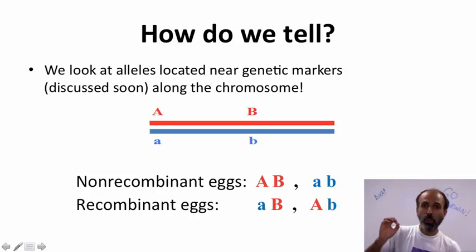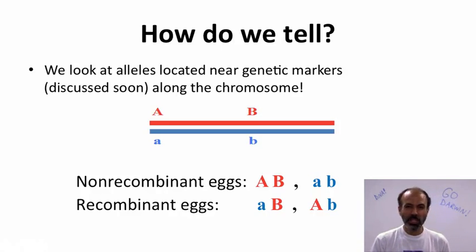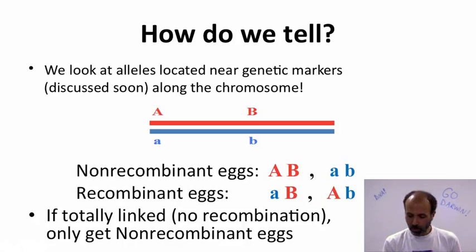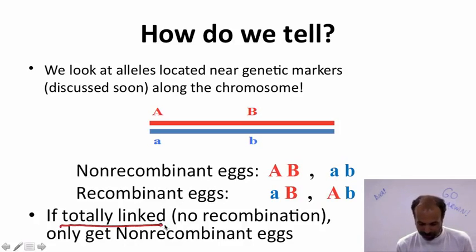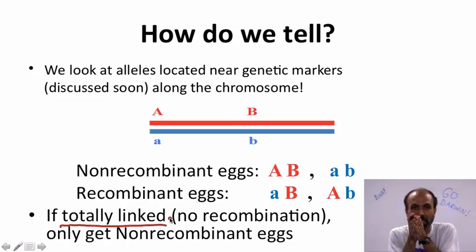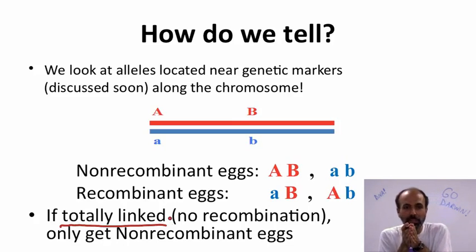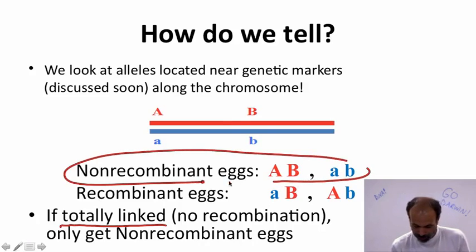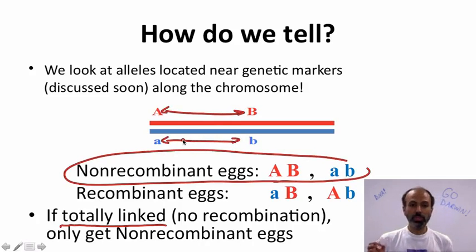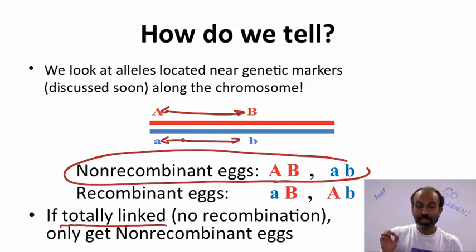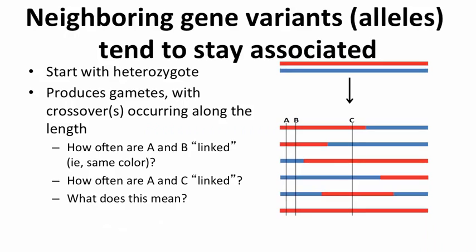Okay? Now, importantly, you won't always have recombination. In fact, if let's say, for example, the A and B genes were right next to each other, let's say they're basically stuck together, at that point, you refer to them as being totally linked. They're linked together, that if you get the big A, you're always going to get the big B. If you get the little a, you'll always get the little b. If that was true, then you would only get these non-recombinant eggs, right? If basically these two things were glued together, then you would only get non-recombinant eggs. And what tends to happen is neighboring gene variants, or alleles, tend to stay associated.